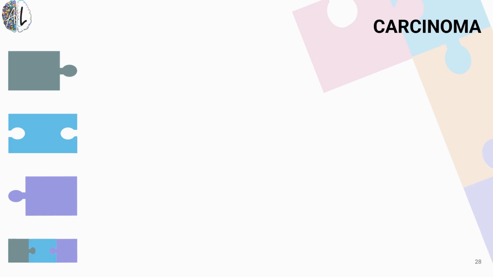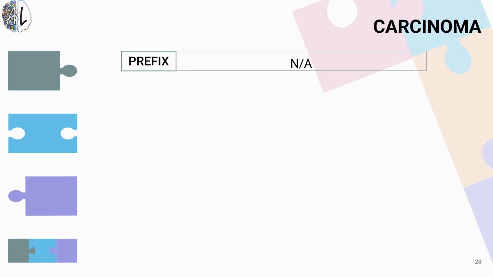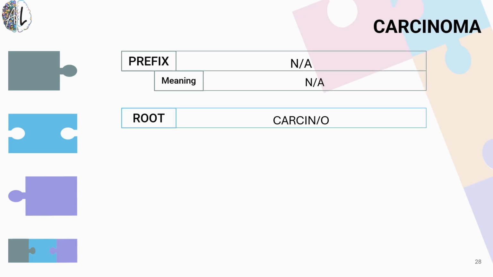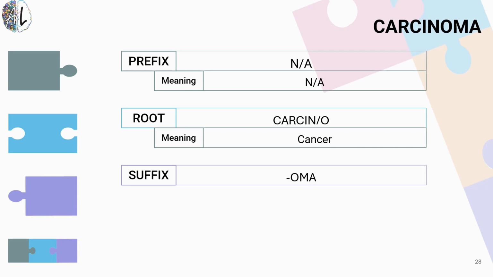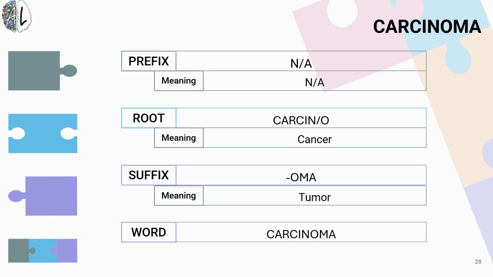All right, so in the term carcinoma, there is no prefix. The root term is carcino, which refers to being cancerous or cancer-causing. The suffix is oma, O-M-A, which refers to a tumor. So the breakdown of the word carcinoma means a tumor of cancer.